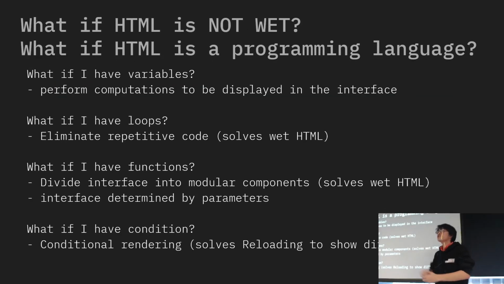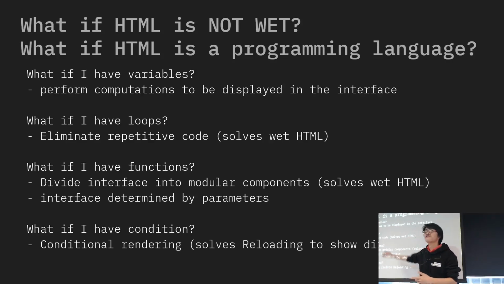So, what if I have variables in HTML? That means I could perform computations to be displayed in an interface. So if I have a certain interface that requires some derivation from other data, then I could do that. Next one is, what if I have loops in HTML? So I eliminate repetitive code. Solves our problem with the WET HTML.